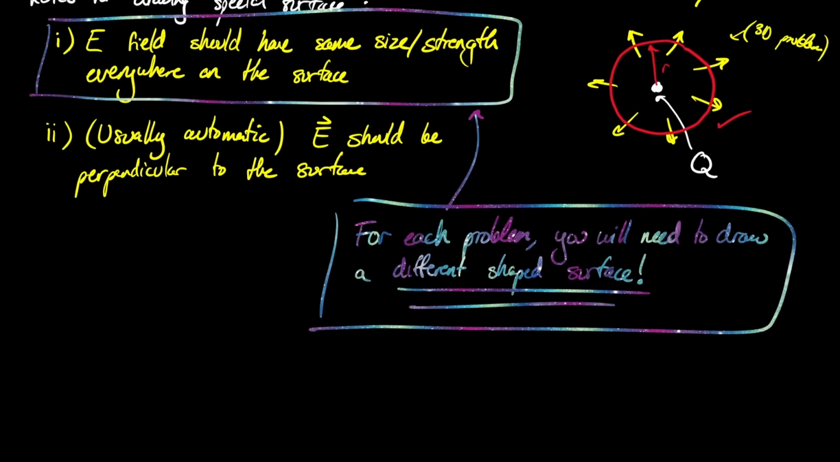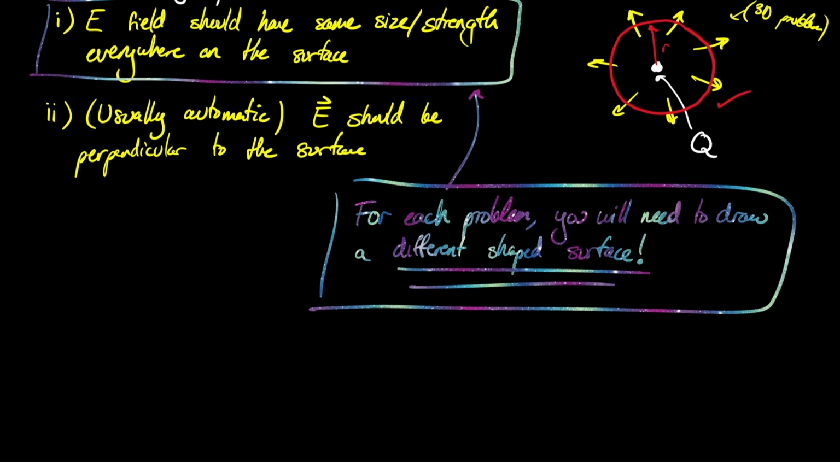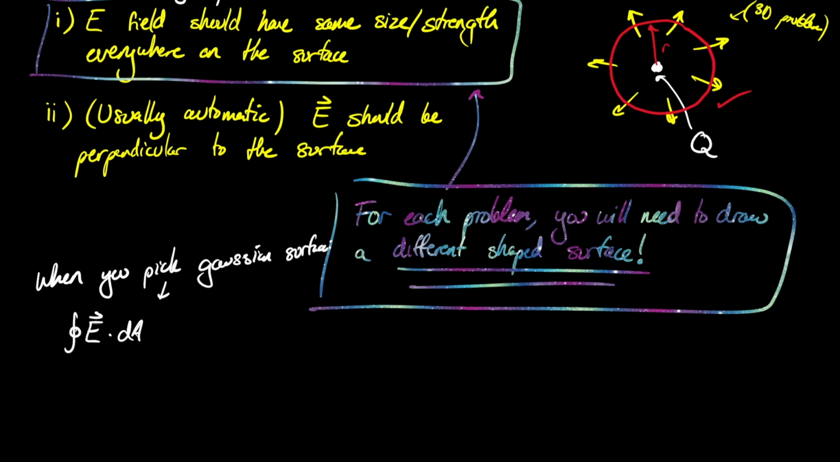Okay, now the simplification is that when you pick a Gaussian surface, the horrible integral goes away and it becomes the electric field size at that distance on that surface.